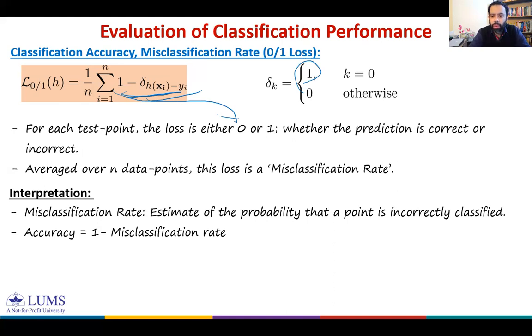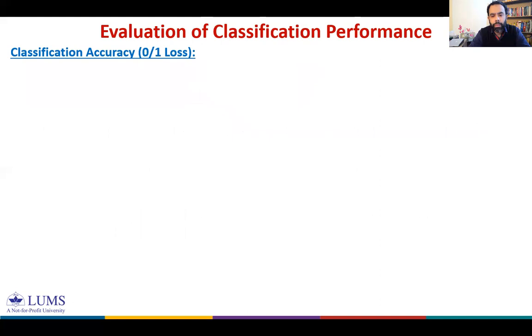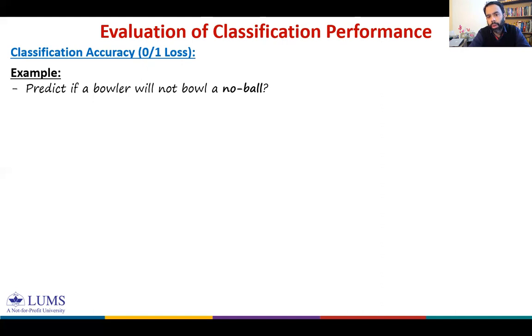So accuracy, although it is widely used, does have some drawbacks. These drawbacks include that we cannot use this accuracy measure when the classes are imbalanced or skewed. What do we mean by this? Let me illustrate this with the help of one example. We take a very simple example: you build a classifier that predicts if a bowler will bowl a no ball. It's an example from cricket. As we are a cricket loving nation, we want to build a classifier that predicts whether a bowler will bowl a no ball.